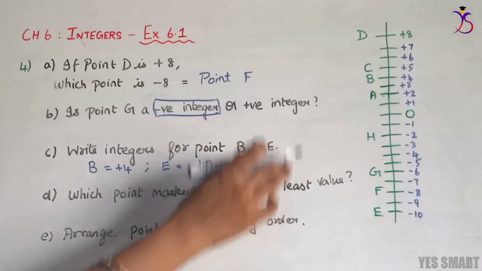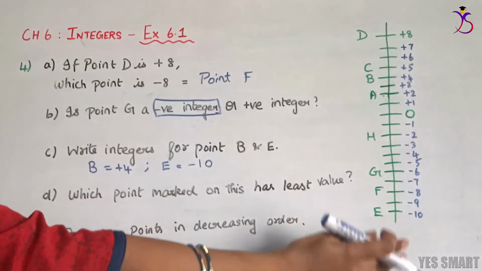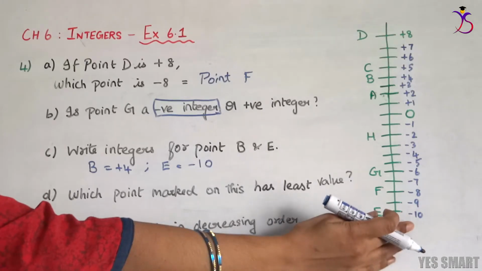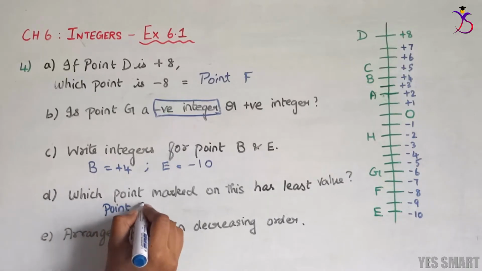D sum: which point marked on this has the least value? When the face values of the negative numbers keep on increasing, the actual value of the number decreases. Therefore the negative integer which has the highest face value is the least number, which is -10. The corresponding point is E. Therefore point E is the answer.